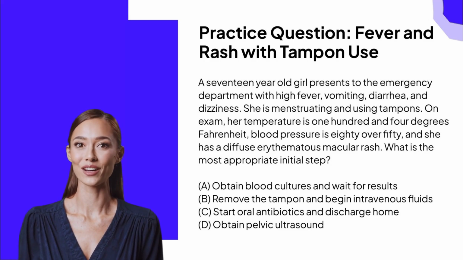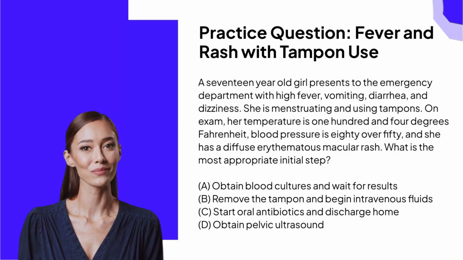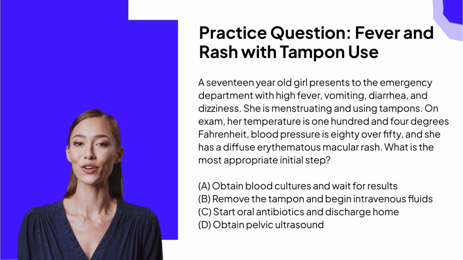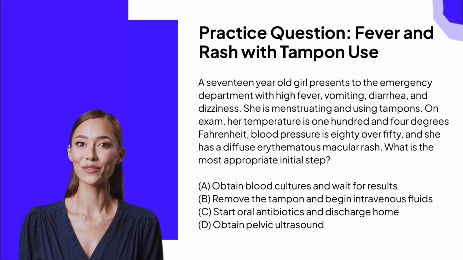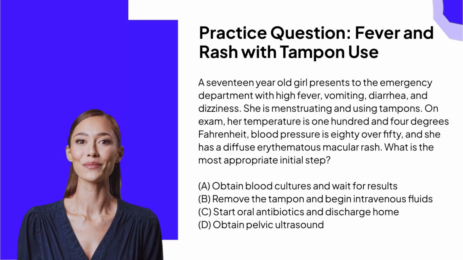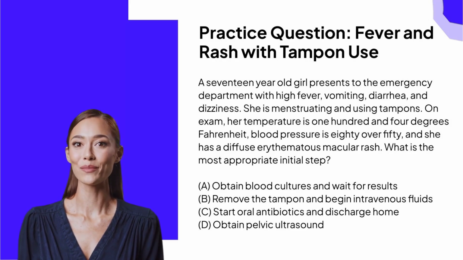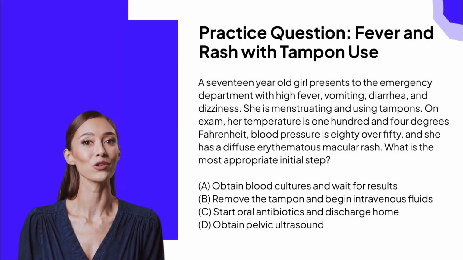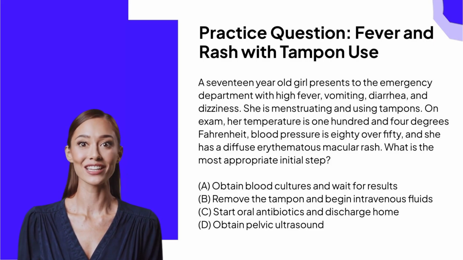Let us look at this toxic shock syndrome practice question. We have a 17-year-old girl with high fever, vomiting, diarrhea, and dizziness. She is menstruating and using tampons. Her temperature is 104 degrees, her blood pressure is 80/50, and she has a diffuse erythematous macular rash. Think about what should be done first. Remember our discussion about the management priorities for toxic shock syndrome. We will break down each answer choice on the next slide.